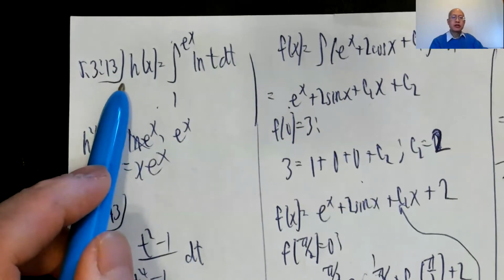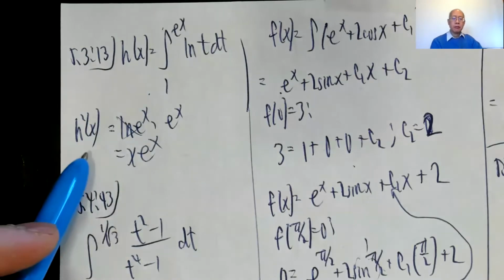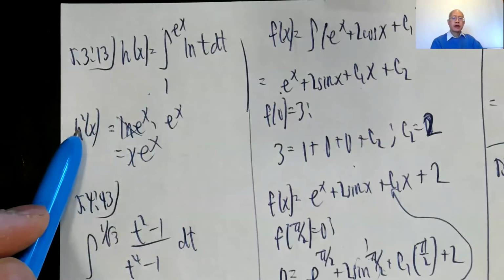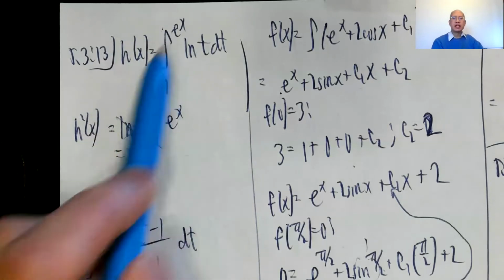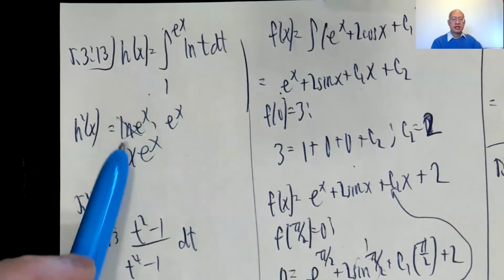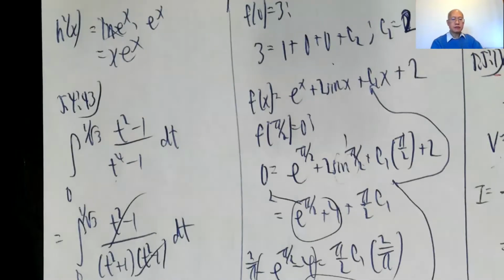Okay, 5.313, find the derivative of this function. So to find the derivative, just put e to the x right there, ln e to the x, times the derivative of e to the x, which is e to the x. ln e to the x is x, so x e to the x.